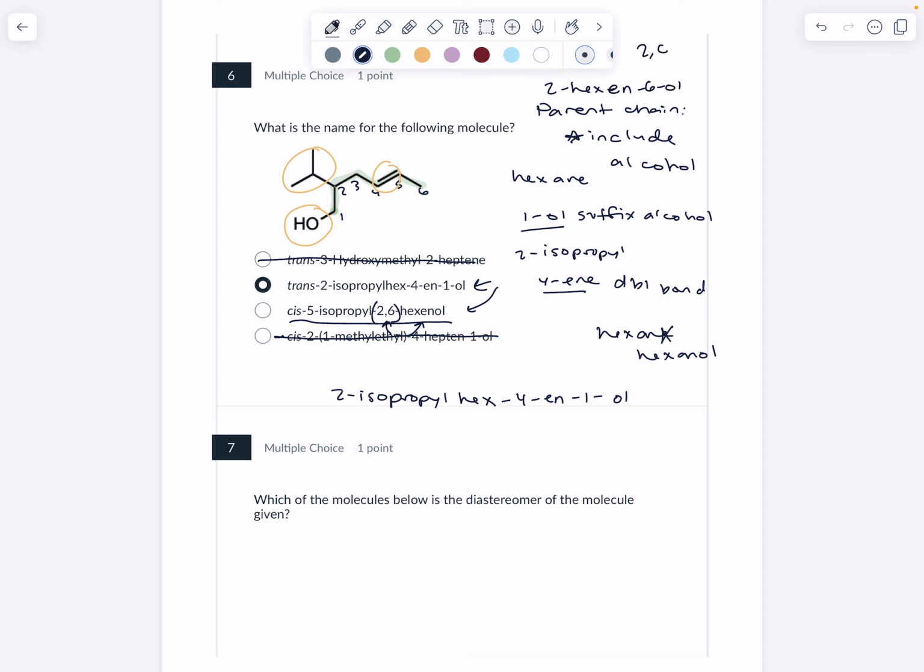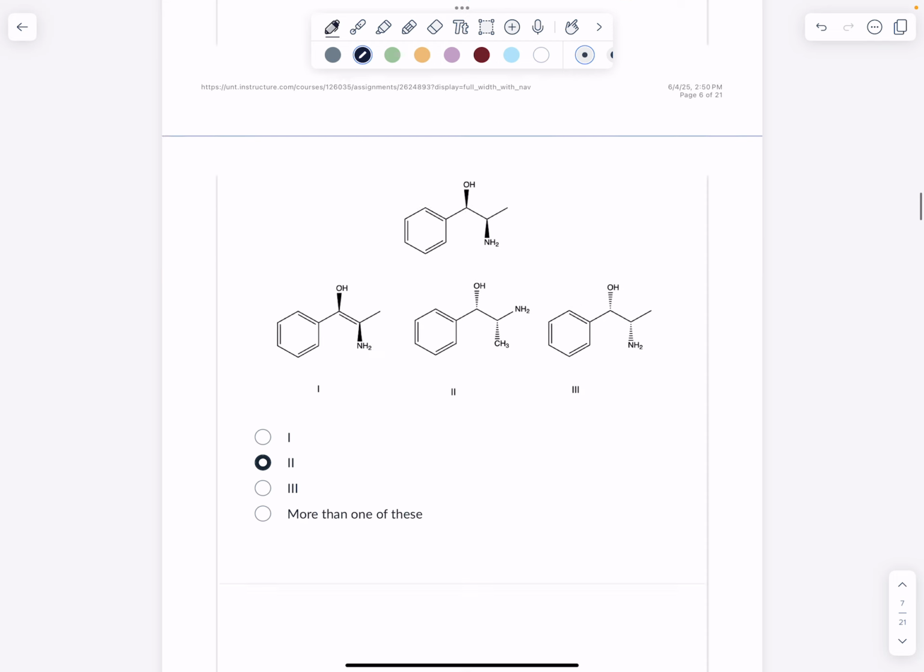They put 2,6-hexenol, and that makes it ambiguous to where we don't know if the 2 is for the ene or the ol, because you would put the lower number first. So that doesn't follow the rules. So this is wrong in 2 different ways. And I did forget to put my trans here. Trans goes before all of it because there's an alkene. So answer choice B is correct.